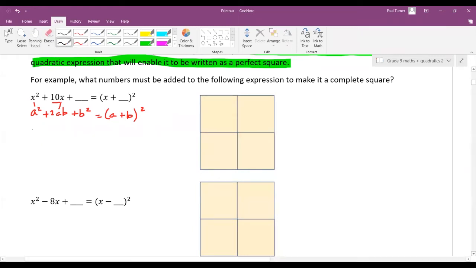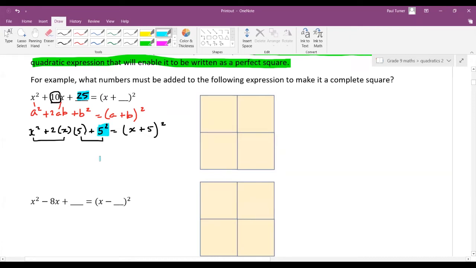So let's use the actual number. We'd have x squared plus 2 times x times 5, because this number is already 10. And 2 times 5 is 10, so this would have to be 5. And the last number is 5 squared, isn't it? And so that would be x plus 5 all squared. So this number up here was actually 25, which is 5 squared. You see that? So 25 is 5 squared.